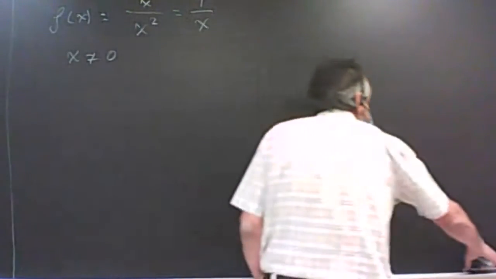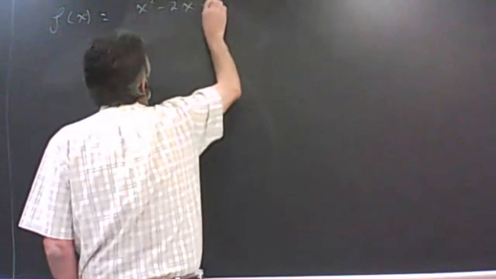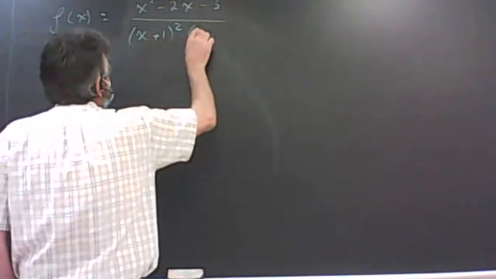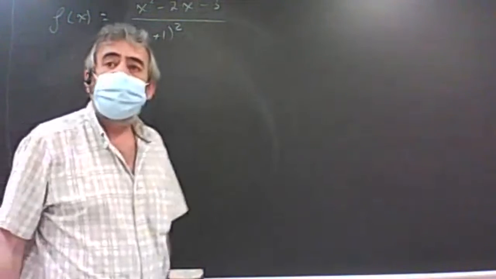Okay? Let's take another example that will illustrate that a little bit more. Consider, for instance, f of x equal to x squared minus 2x minus 3 divided by, so here we have minus 3, that's going to be a negative 3 and 1, x plus 1 squared. I'll just leave it as x plus 1 squared.